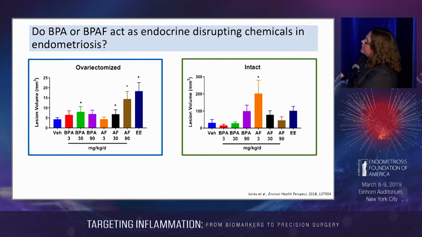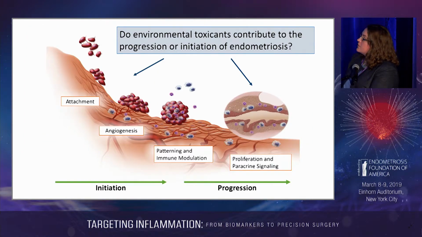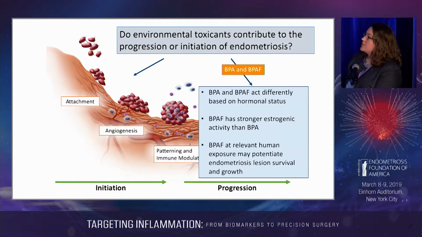And surprisingly, with our intact model, we see BPAF at lower levels than the lowest observed adverse effect level show that we see distinct progression of disease. So from this, I want to just summarize and say that BPA and BPAF act differentially based on the hormonal status of the mouse. BPAF does seem to have stronger estrogenic effects, and the relevant human doses that we are probably exposed to have an effect on disease.